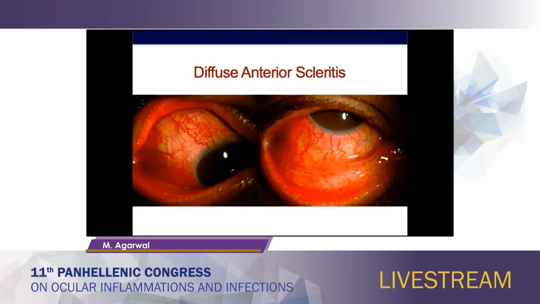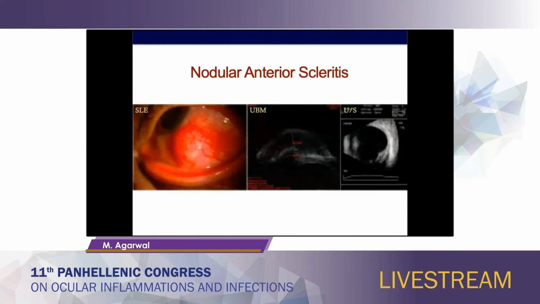Here's a patient who presents as diffuse anterior scleritis. You can see these corkscrew vessels and inflamed ocular surface. Here's another patient presenting as nodular anterior scleritis. We can see a large nodular lesion in the inferotemporal part of the eye. An ultrasound and UBM confirm the findings.